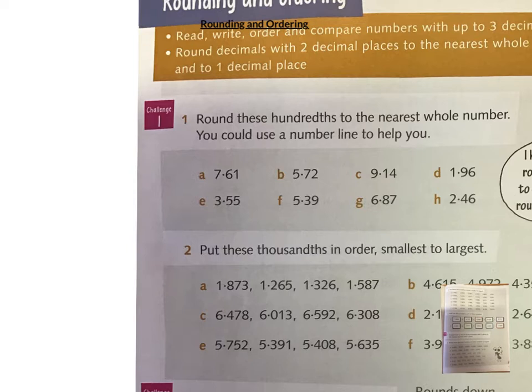So for example, question 1 in challenge 1 says, round these decimals to the nearest whole number. Now 7 is the whole number in this example, it's 7.61. So I'm looking at the 6 to know whether I will round it up or down. I know that 6 rounds up. So to the nearest whole number, A, 7.61 is 8.